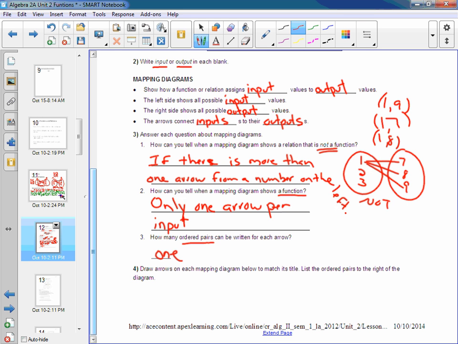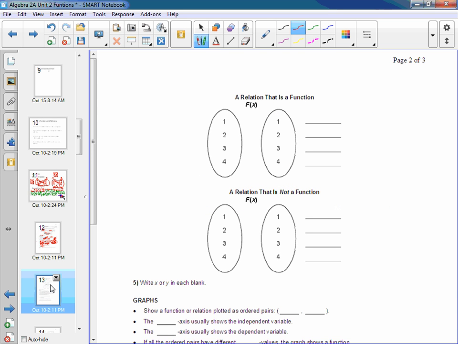All right, number 4, draw arrows on each mapping diagram below to match its title. List the ordered pairs to the right of the diagram. So that's on this page. Okay, a relation that is a function. We're just supposed to draw an example, and you can go ahead and do that on your own. If it is a function, I could do this, this, that. There you go. So let's list the points. My 1 went with 3, and you don't necessarily have to use all of them. 2 went with 2, 3 with 4, and 4 with 1. So that is a function.